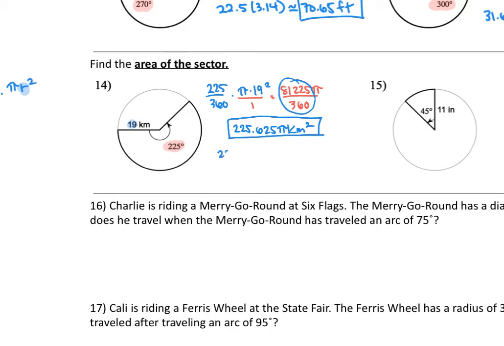And then we multiply 225.625 times 3.14 to get the approximate. And you get 708.46.